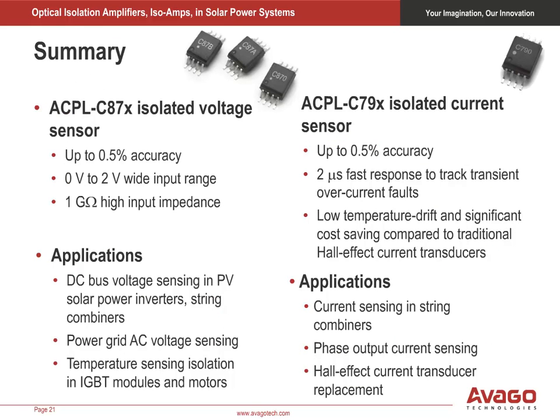You have learned a lot about our ISOAMP current and voltage sensors that are built on our proven optical isolation technology. Avago's new voltage sensor, the ACPL-C87X, features 0.5% accuracy and 1 gigaohm input impedance. Accuracy is 10 times better and input impedance 2,000 times better than our earlier products. Our new ACPL-C79X current sensor features fast response, low temperature drift, and high accuracy. All are ideal for your next solar power system design.